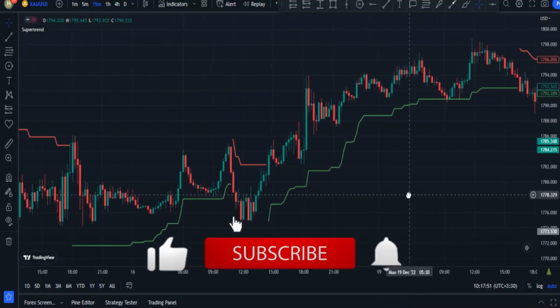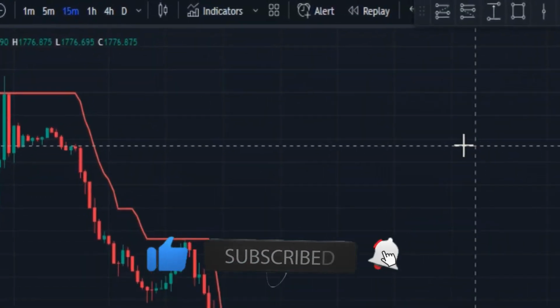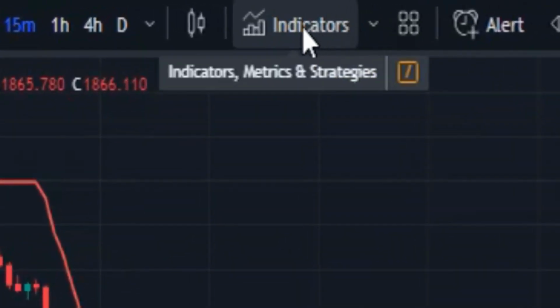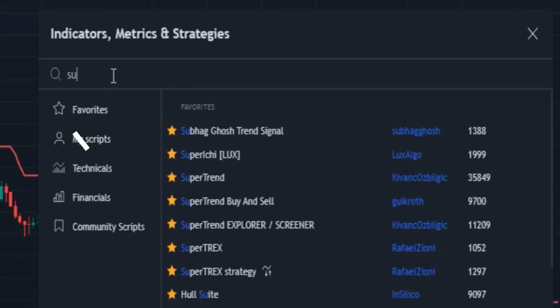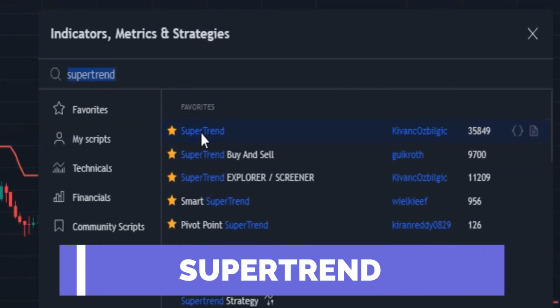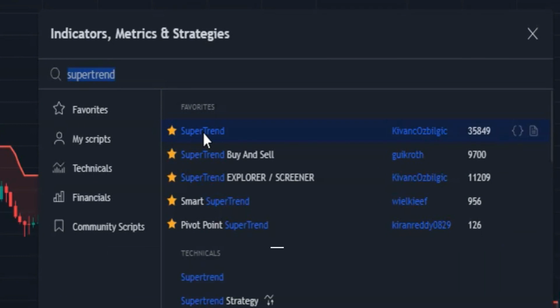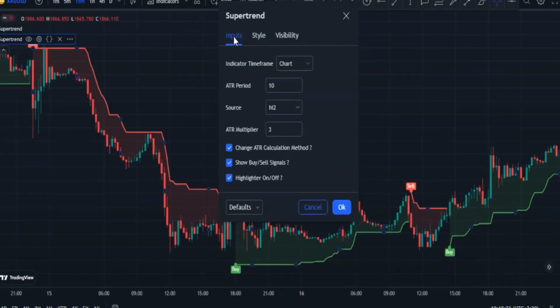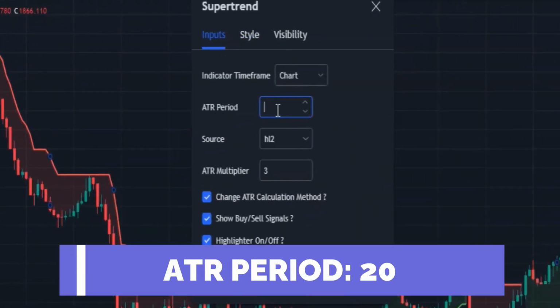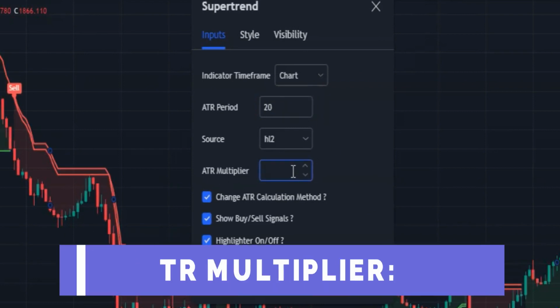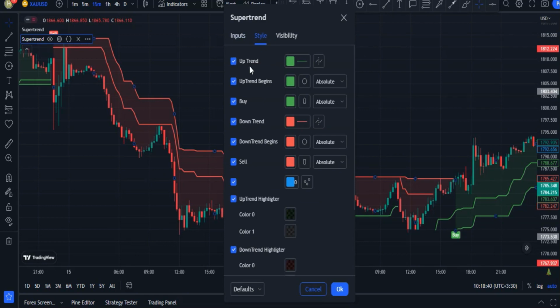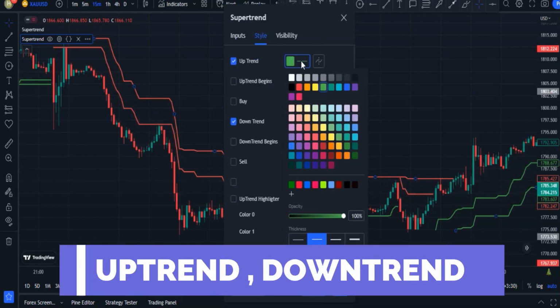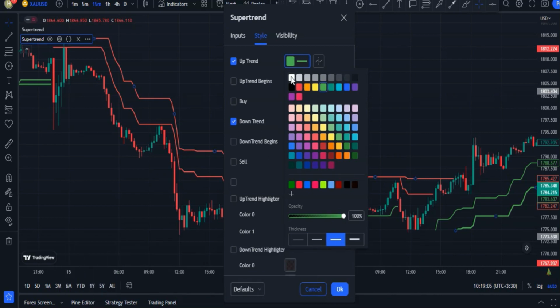Now in the next step, we have to add the second indicator to the trading setup. So click on the indicators again and type Super Trend in the search field, and add the second Super Trend indicator to the chart. Then click on the settings of the second indicator, and in the input tab, change the ATR value to 20 and the ATR multiplier to 5. Now go to the Style tab and repeat the same as the first indicator: except for uptrend and downtrend, disable the other options, and then increase the thickness of the lines of these options.